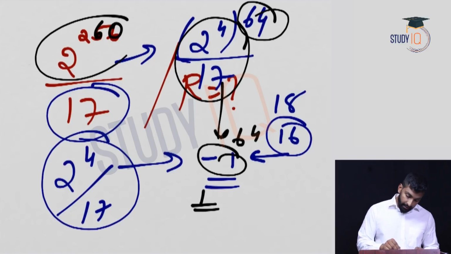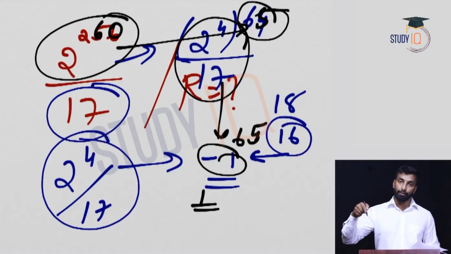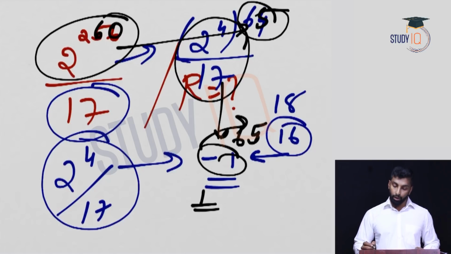What if it is 2 raised to 260? Then this will become 65, right? So minus 1 raised to 65 will come. That means 2 raised to 4 divided by 17 is minus 1, and that is therefore 65 times. This is an odd number, so that will leave a minus 1 remainder.